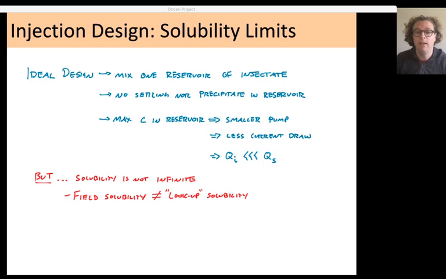Finally, those lookup values are often for a continuously stirred tank. In other words, it's continuing to be agitated so precipitates don't form. None of those conditions will be true in the field. So whatever you look up in a table, my own personal rule is that I assume about 50% of that is actually going to be the practical solubility in the field. So it will never be greater than what you can look up. It will always be less than.